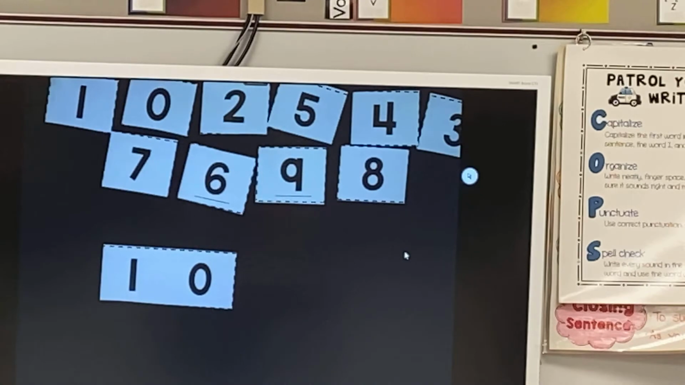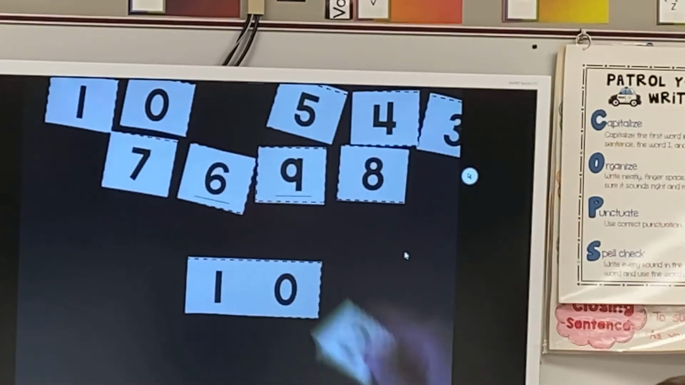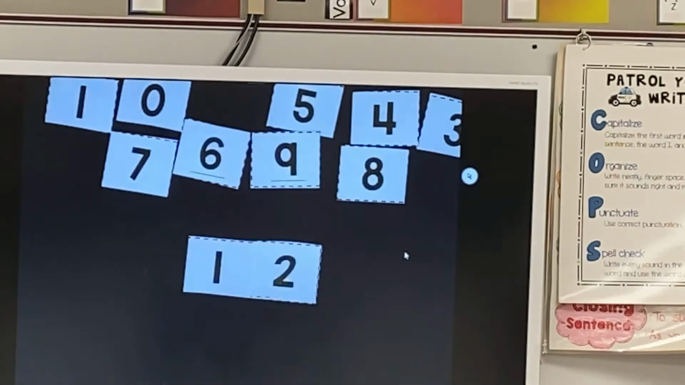Okay, let's put our 3 back and let's do the number 12. Let's make the number 12. Okay, so everybody should have 12. Good, I see 12. So 12 is made up of how many digits? Raise your hand. 2. 2 digits. There's a 1 and a 2.